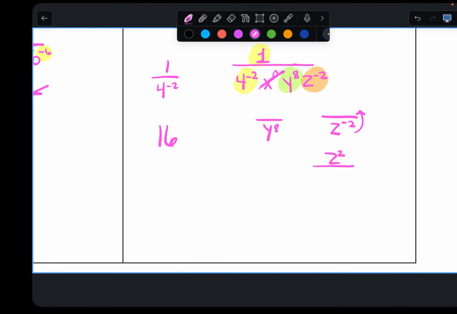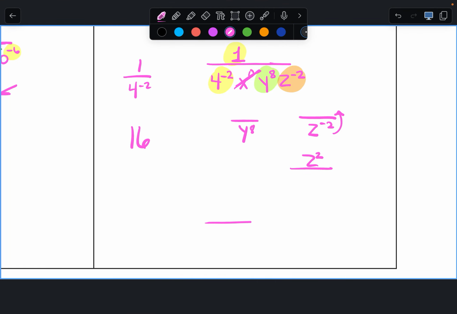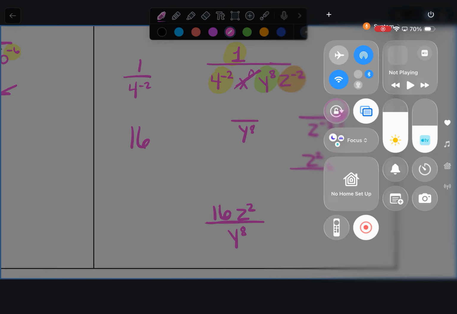But we still have a fraction, so create your fraction for your answer. 16 stays at the top. What do we do with y? It goes at the bottom, and then z at the top. Once you flip-flop, then it becomes positive.